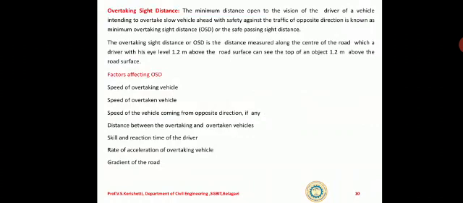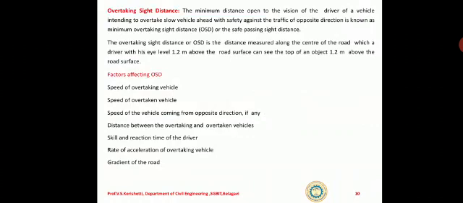Criteria: overtaking sight distance or OSD is the distance measured along the center of the road which a driver, with his eye level at 1.2 meter above the road surface, can see the top of an object 1.2 meter above the road surface. These are the IRC suggested values for OSD. Then what are the factors affecting OSD?